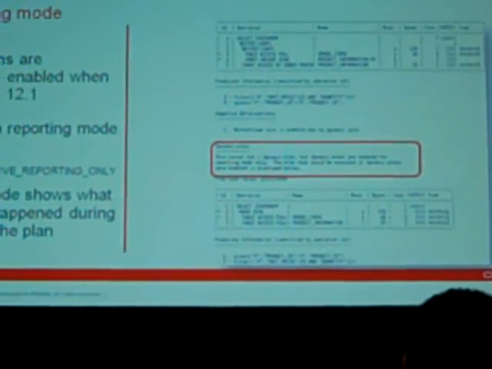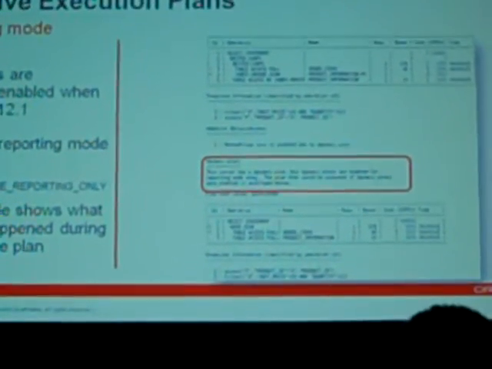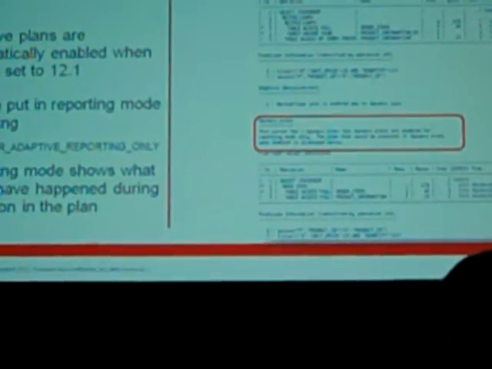Now, there are some folks who are always nervous when Oracle introduces new features in the space of plans and queries, and the Optimizer in general just makes them nervous. If this is something you're not comfortable having on in your environment out of the box, which is what's going to happen if you set optimizer_features_enable to 12.1, you can disable this by putting it into reporting mode. And you do that with a new init.ora parameter called optimizer_adaptive_reporting_only.